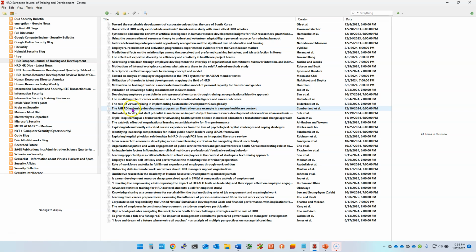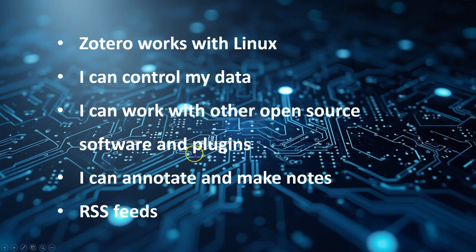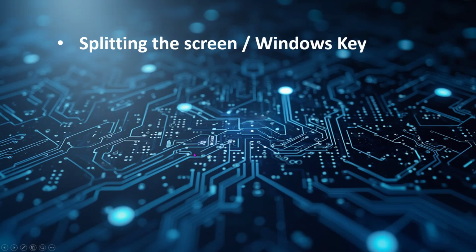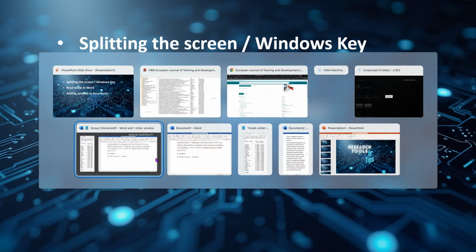And it gives me a way to very quickly look through data. Okay, now we will move on really quickly to another thing that I wanted to show you, and it's just some things to save you time. We'll show how to split the screen in Windows, read mode in Word, and how to add symbols to documents. These are all time-saving tips that I found a lot of people don't know, and we'll jump into it really quickly.